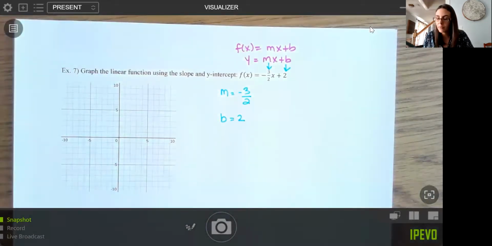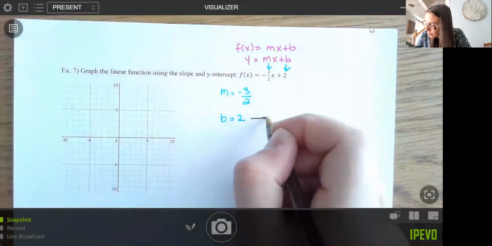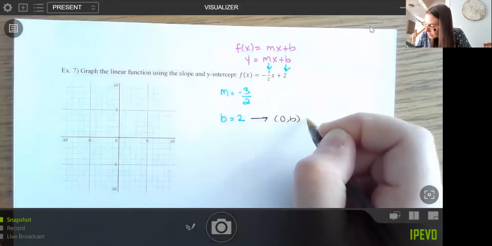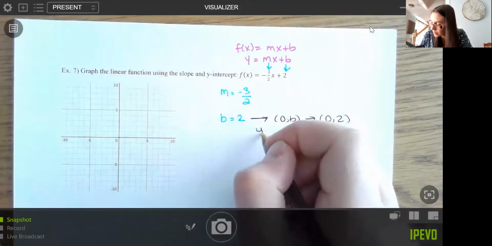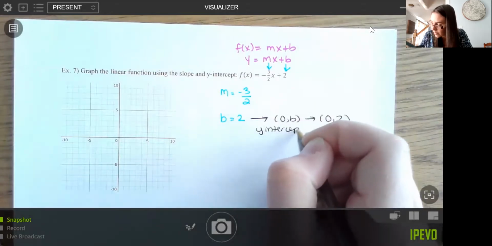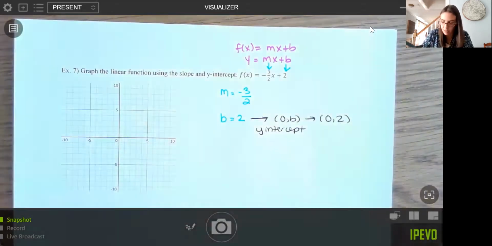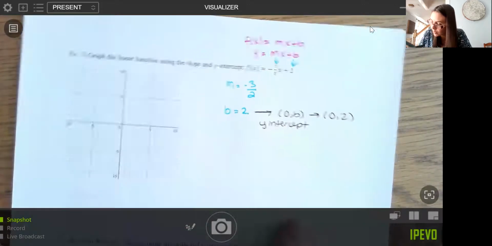Use a different color. So that b gives you the point 0, b, which in this case is going to be 0, 2. So I already have my first point. That's my y-intercept. Okay. And I can go ahead and plot that right away. So 0, 2 is right here.